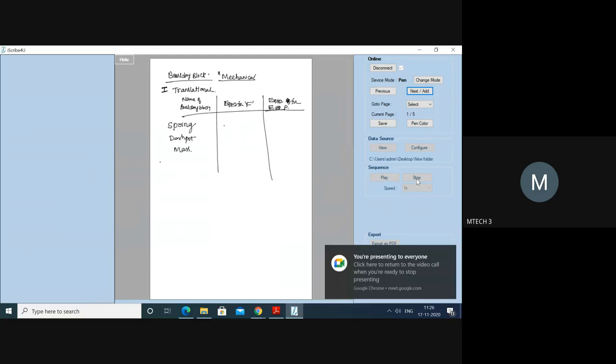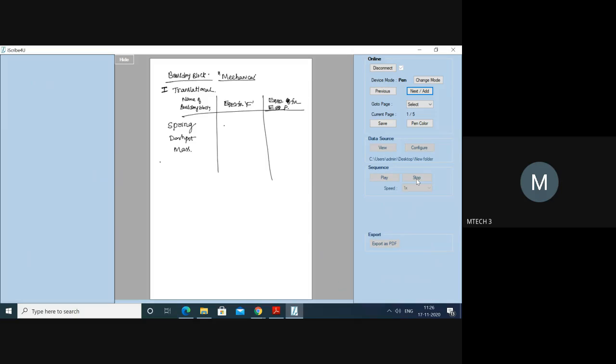Next, we will take the heading. Now at this stage, what have you understood about the mechanical building blocks? Spring, dashpot, mass, and torsional spring, rotary damper, and moment of inertia. What are those six called as?